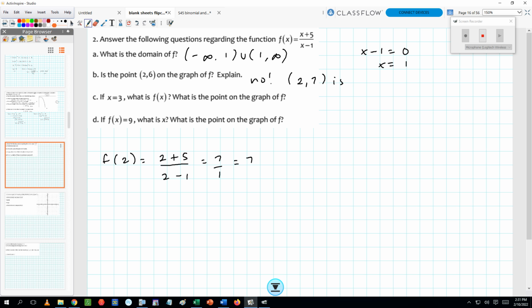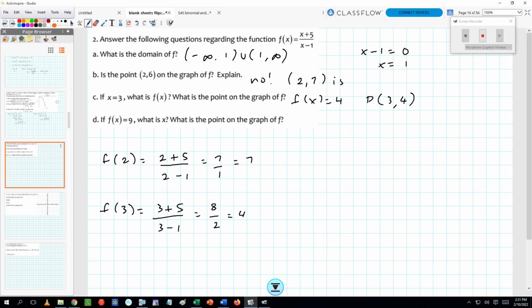If x is equal to 3, what is f of x? So what is f of 3? 3 plus 5 over 3 minus 1, it will be 8 over 2, which will be 4. F of x is equal to 4. And the point would be 3 comma 4.